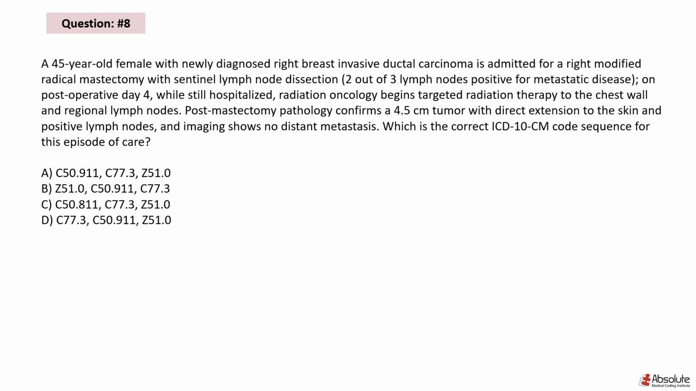A 45-year-old female with newly diagnosed right breast invasive ductal carcinoma is admitted for a right modified radical mastectomy with sentinel lymph node dissection. 2 out of 3 lymph nodes positive for metastatic disease. On postoperative day 4, while still hospitalized, radiation oncology begins targeted radiation therapy to the chest wall and regional lymph nodes. Post-mastectomy pathology confirms a 4.5 centimeter tumor with direct extension to the skin and positive lymph nodes. And imaging shows no distant metastasis. You have 60 seconds to solve, and your time begins now.